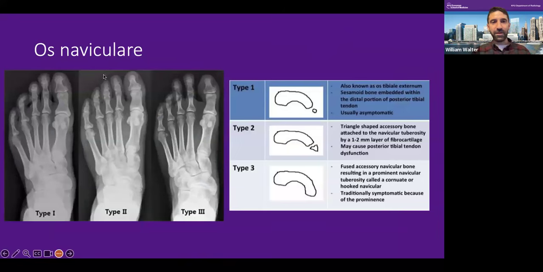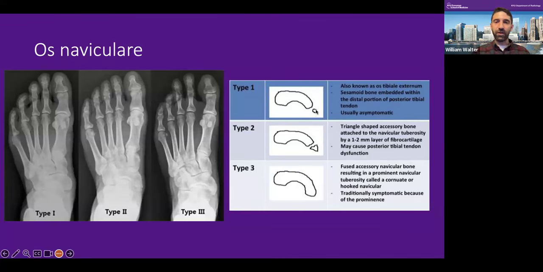This is very common, an accessory navicular ossicle. They come in 3 flavors according to the literature. So the smallest one is a type 1. This is also known as an os tibiale externum.